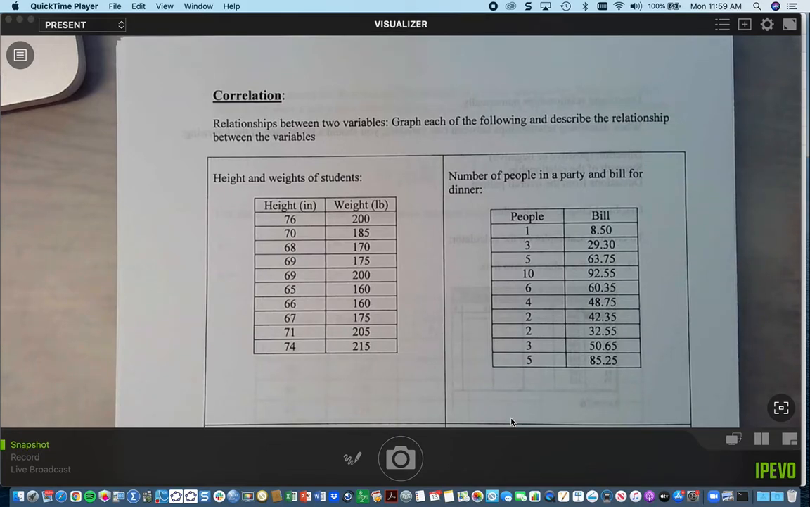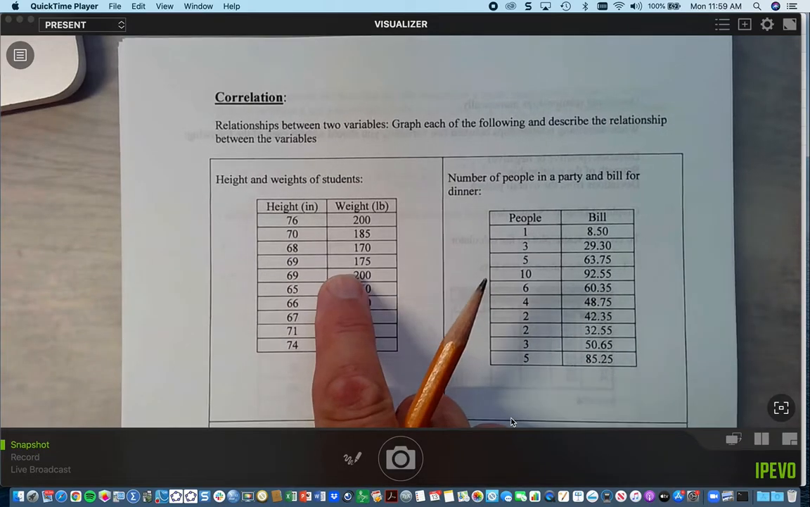So the first thing I want to look at is, in this section, we're going to start talking about bivariate data, where we've got two numeric variables that are not necessarily compared, but we're going to be looking at a relationship between the two variables. So the first thing I want to look at is this first data set that is height and weight data.